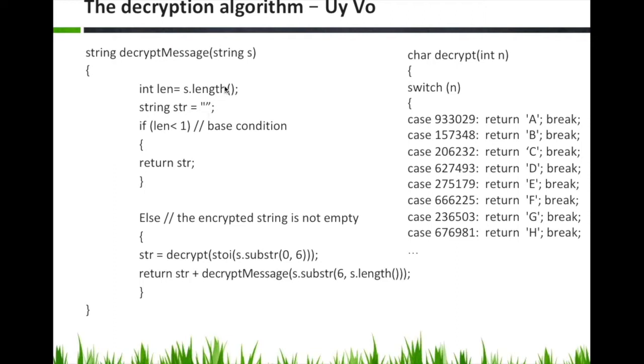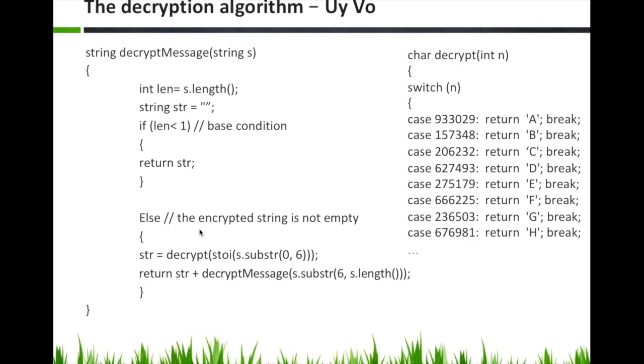And how the function does it: at first, we get the length of the encrypted string, and we declare an empty string. This function is a recursion function, so we need a base condition. And the base condition in this situation is the length of the encrypted string equals 0 or is empty. And when the encrypted string is empty, the function will return an empty string.